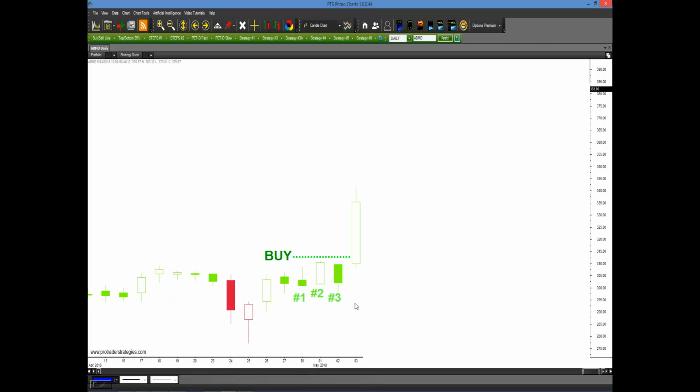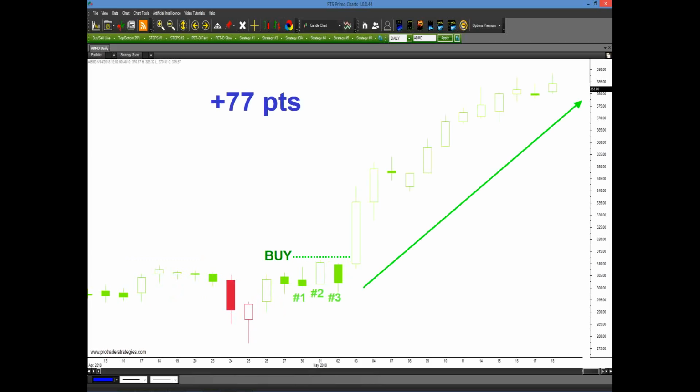All right, so let's see what the next bar did. Well, it traded up there and it's still outlined green. It's an up day with a green outline. All right, so we're in the trade. And 77 points later, okay?